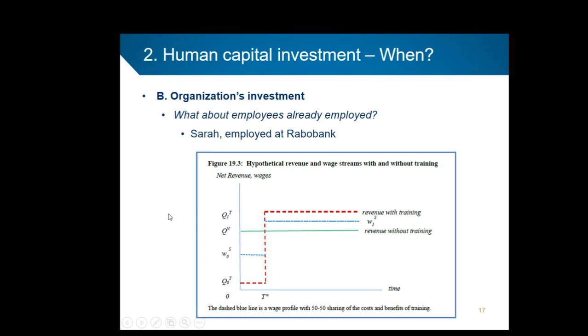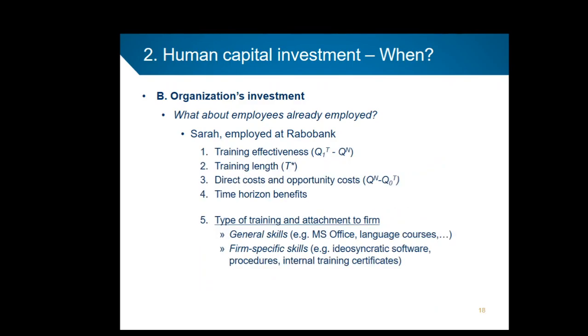Okay, so what you have probably noticed in this example is that the criteria for a training decision are basically the same for employees as they are for organizations. There's first the effectiveness of the training. So what is the difference between what she produces after the training and what she produces before the training? So the difference between Q training and Q normal. Also the length of the training, so T asterisk, so the time they are going to have to miss her.